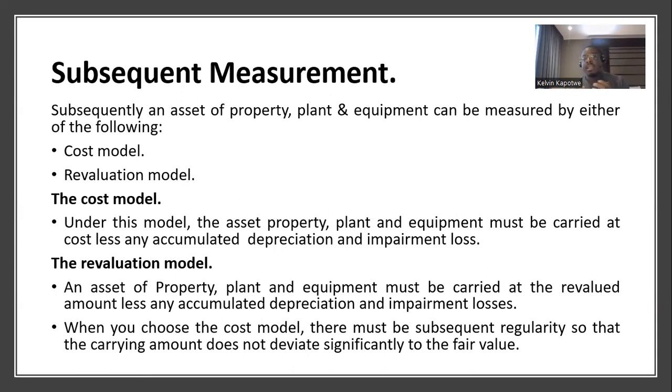Then if you choose the revaluation model, an asset of property, plant, and equipment must be carried at the revalued amount, less any accumulated depreciation and impairment. So that's the difference. For the cost model, it's the cost less accumulated depreciation and accumulated impairment. But if you adopt the revaluation model, you carry it at the revalued amount less accumulated depreciation and accumulated impairment.